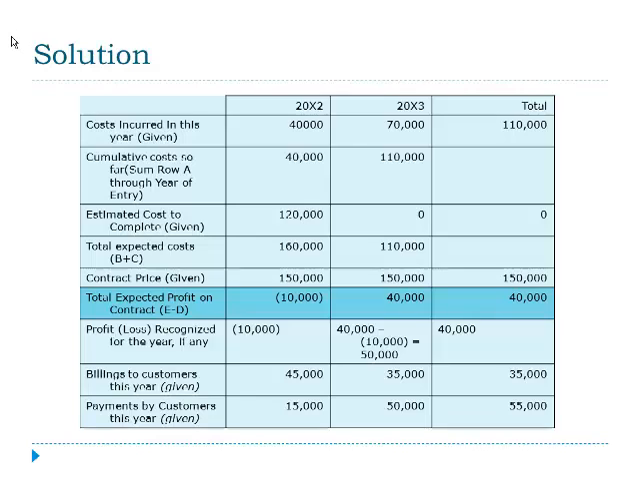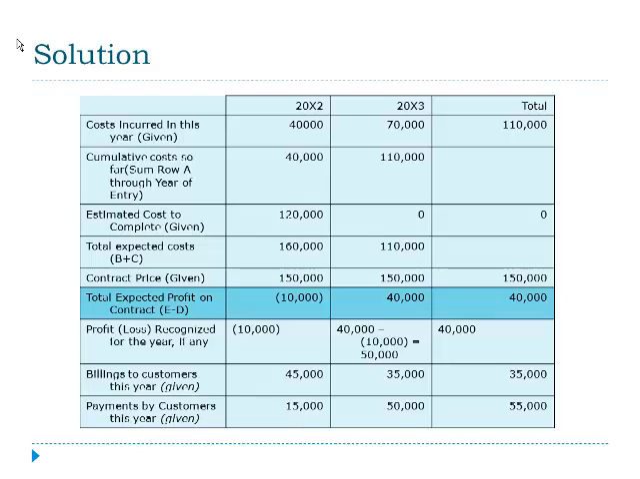then we're going to compare what we have recognized in the past to what we're recognizing now. So we've already recognized a loss of $10,000. We have to subtract that negative 10 and recognize $50,000 of profit in 2003 in order to make up for the negative profit recognized in the past.